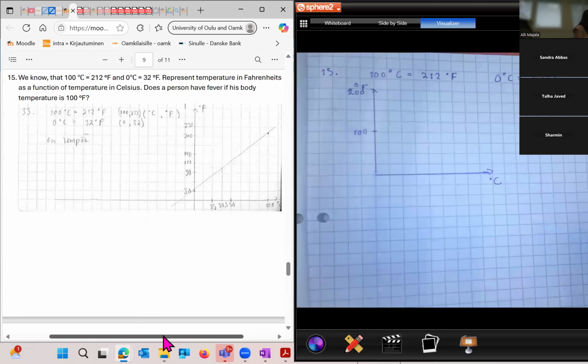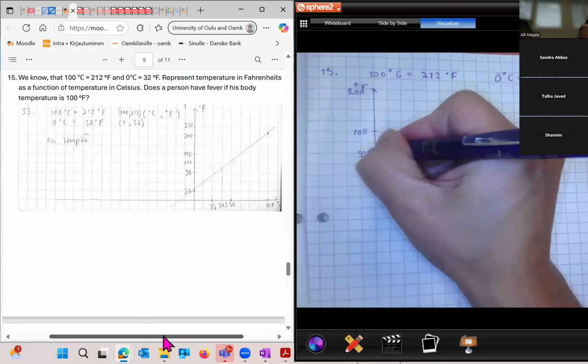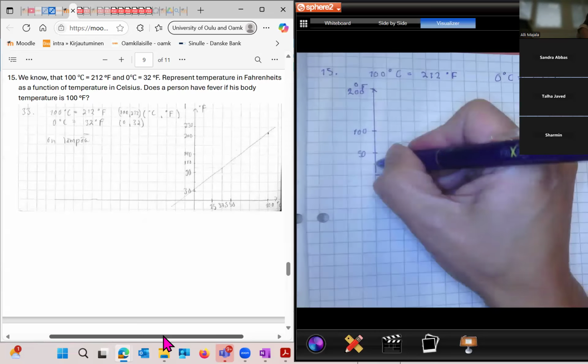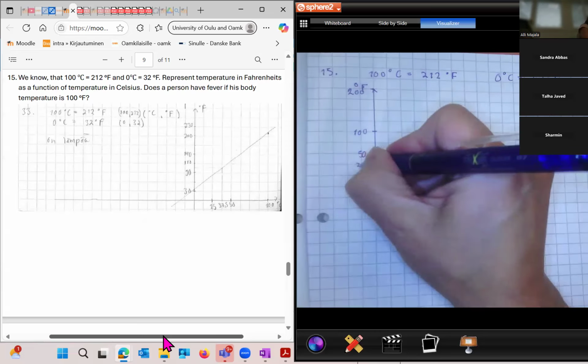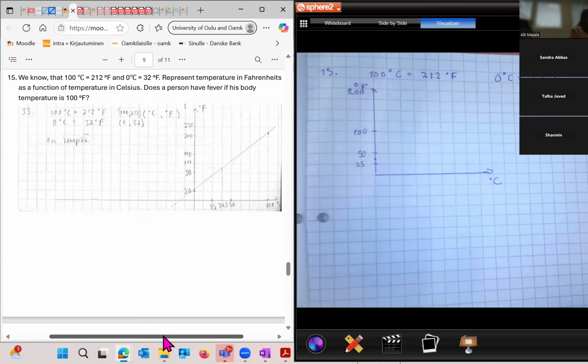Not well drawn, yeah? And then with Celsius, so I start with 32. So here I would have 50. And then 25. So 32 would be somewhere here, maybe. There's my 32.